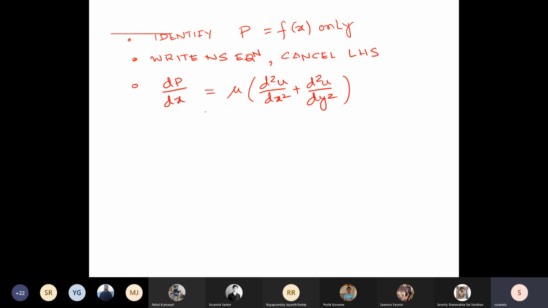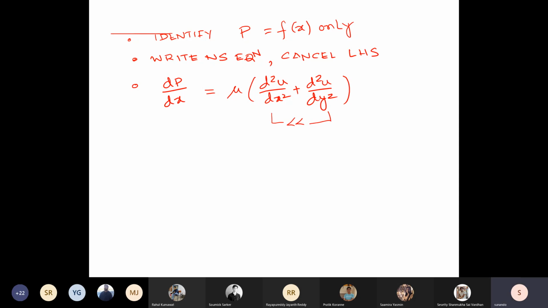Can you make some approximation here to simplify this equation any further? Any opinion from your side? If I look at the left-hand side and the right-hand side, do you feel that there is some term which will be small compared to the other terms? Am I audible? The d2u/dx2 is going to be small in comparison.